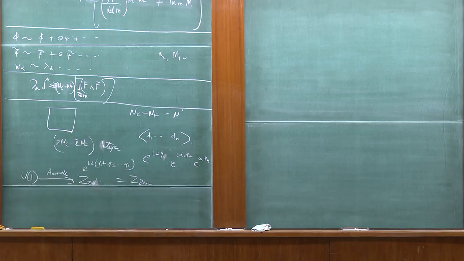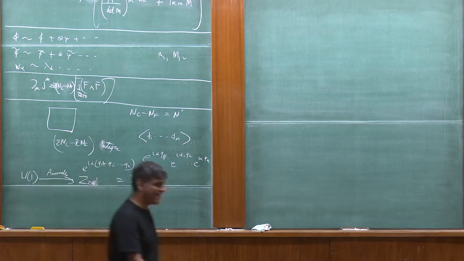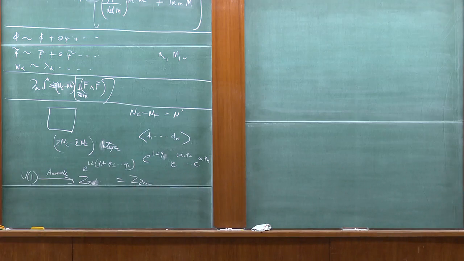Is this clear? Okay. So the R symmetry of the pure gauge theory is anomalous, but not all of it is anomalous. There's a discrete subgroup, the Z2NC. It is a subgroup of U1 because it's a particular set of rotations. Any group of rotations is a subgroup of U1.